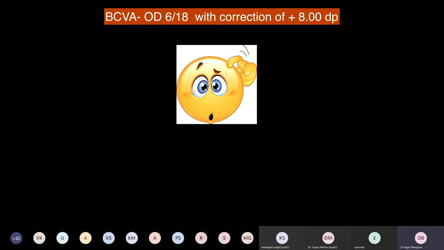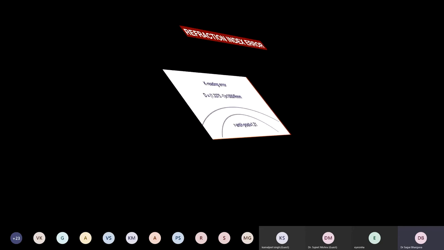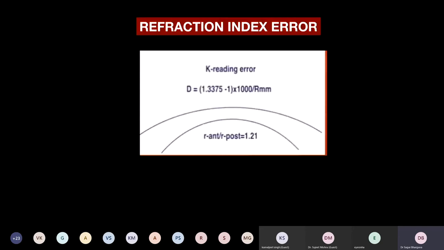And after the surgery, if you get a plus 8 diopter, that's a big, big surprise. So where is the problem? The problem can be at the level of keratometry, at the level of axial length, at the level of formula. So let us try to understand why this conventional method doesn't work in post-LASIK eyes. So there is something called a refractive index error. Dr. Sujeet has very nicely said that these conventional instruments essentially use a refractive index of 1.3375, which is a fictitious value. It is based on the assumption that the anterior surface and the posterior surface of the cornea have a fixed relationship or a constant ratio.